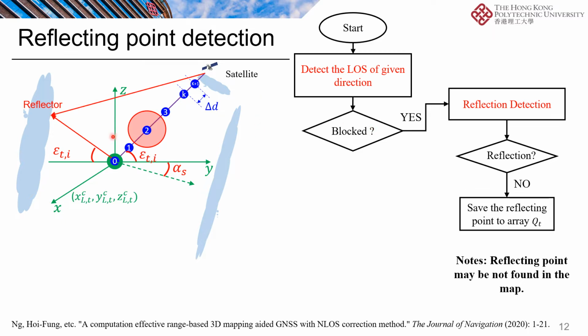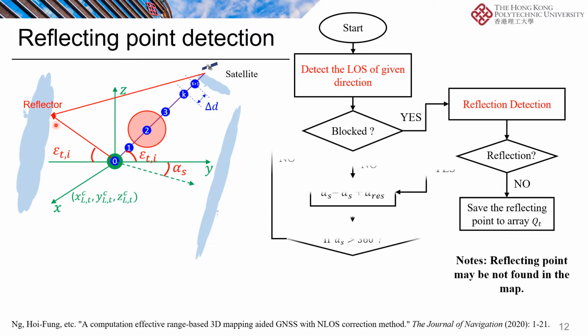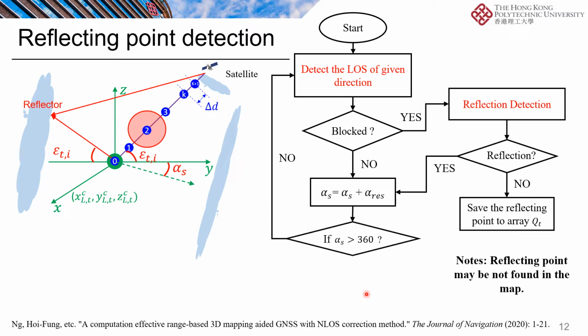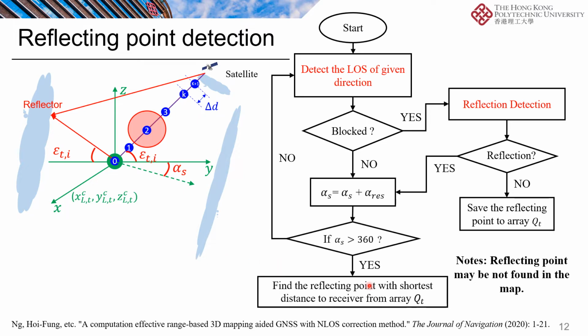Then we do the reflection detection to find if this direction is blocked or not. If not, we save the reflecting point to the array. It means this one should potentially be a reflector. And we search across the azimuth, and after searching across all azimuth angles, we get an array of all the potential reflecting points, and finally we choose the reflecting point with the shortest distance from the reflector to the receiver.